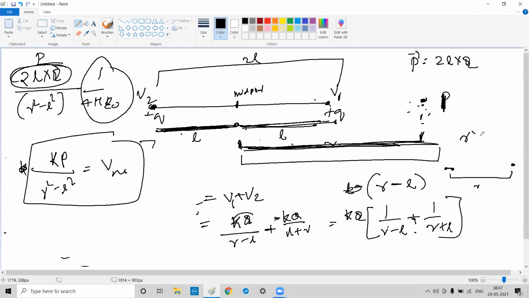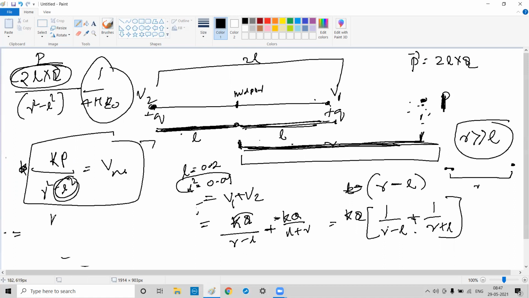So what do we do? We will consider R as very, very greater than L. When you consider R as very, very greater than L, what will happen? This L square will become still smaller. Let's say if L is 0.2, what is L square? It is 0.04. So 0.04 is still smaller. So we can actually remove it, or rather we can leave it. So we will have this formula as Kp by R square.